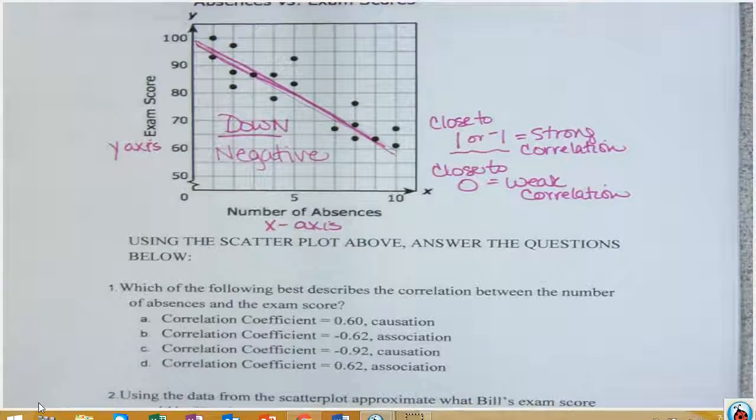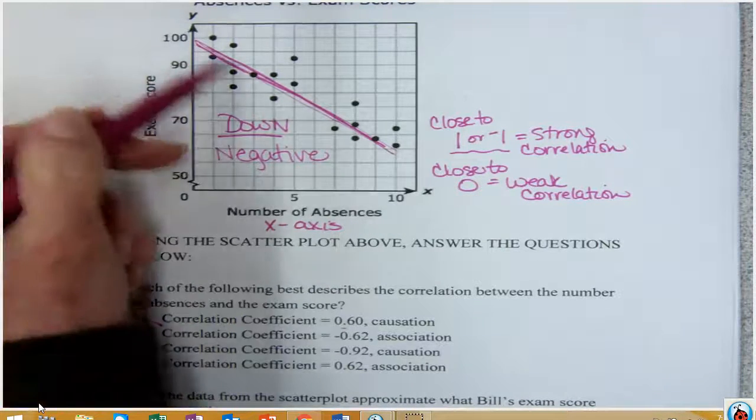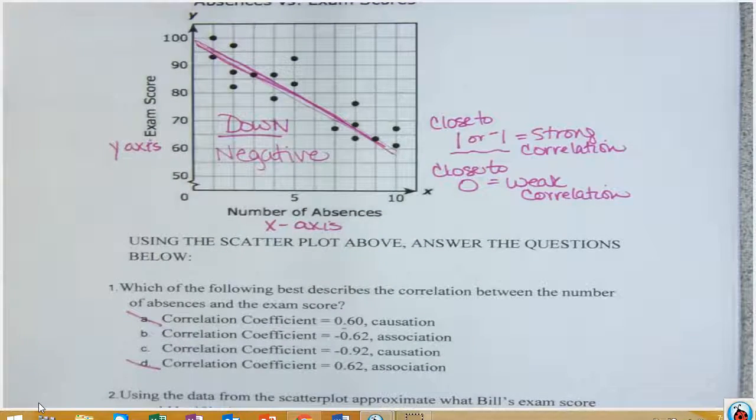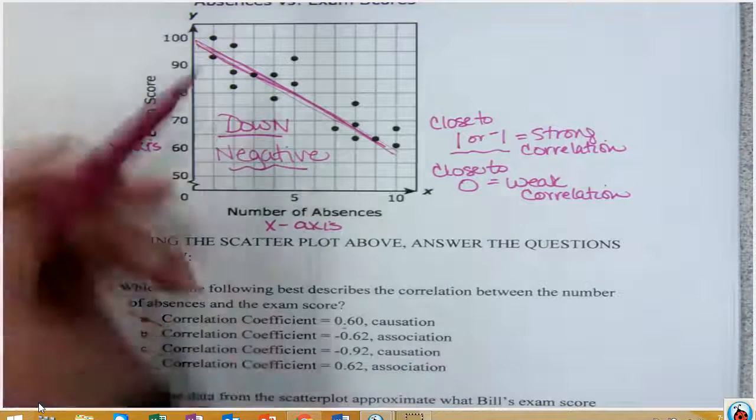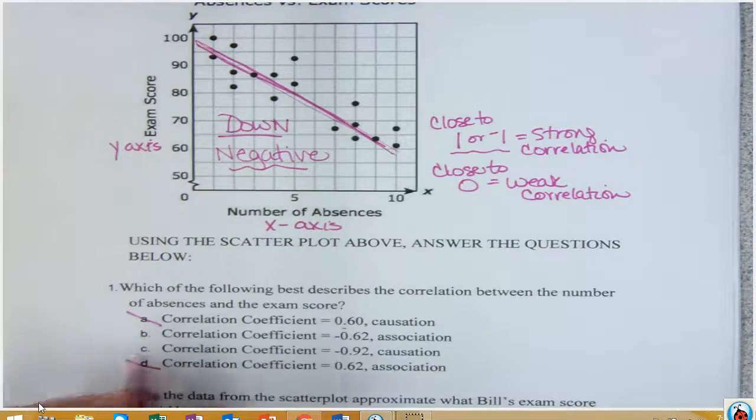So we can automatically cross out your positive answers. Correlation of positive 0.6, correlation of positive 0.62. Both of those are going to be incorrect because your slope is going down, and so we know it needs to be a negative number. So we're left with -0.62 and -0.92. And we see that the dots are close together. This is closer to 1 or -1, so we're going to choose answer C.